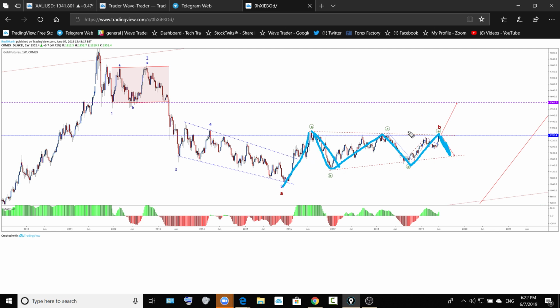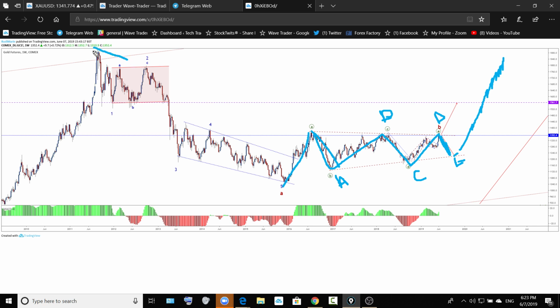All right, so very nicely numbered, except E should be here, all right? A should be here. A, B, and C, and D there, and E there, and complete the triangle, all right? Elliott wave triangle, and continue to go higher. All right, continue to go higher.